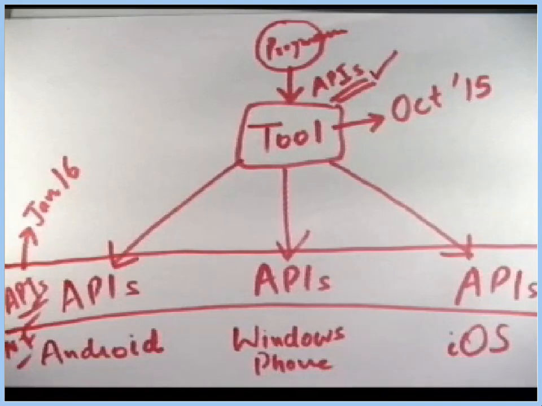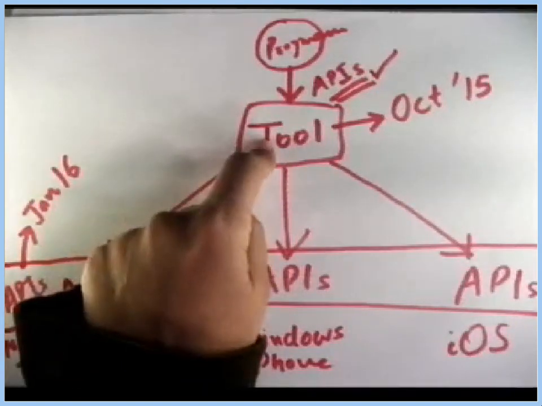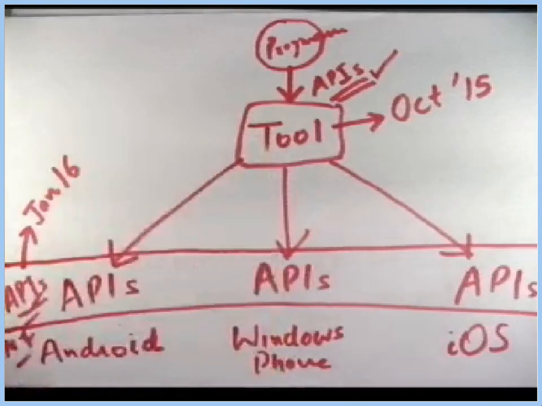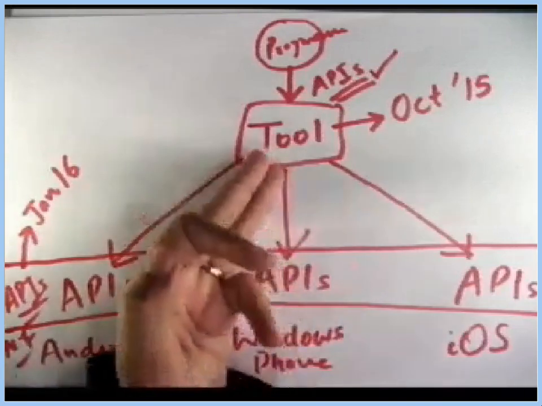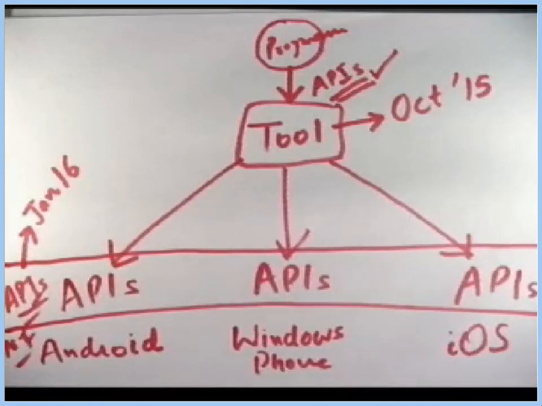On the basis of the new features, there are new APIs which are launched, and then my cross-platform tool will not be able to support those new features. Okay, because let's say a new feature was released in January 2016, but the last update of my tool came only in October 2015. So this tool will not be able to support the new feature that was released in January 2016. Is that clear? Maria, is this part clear?